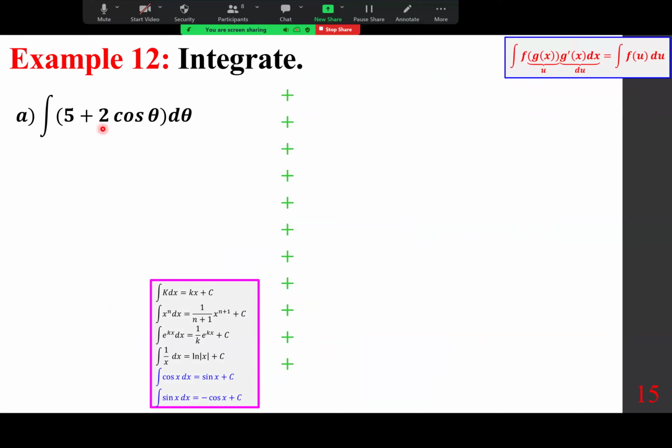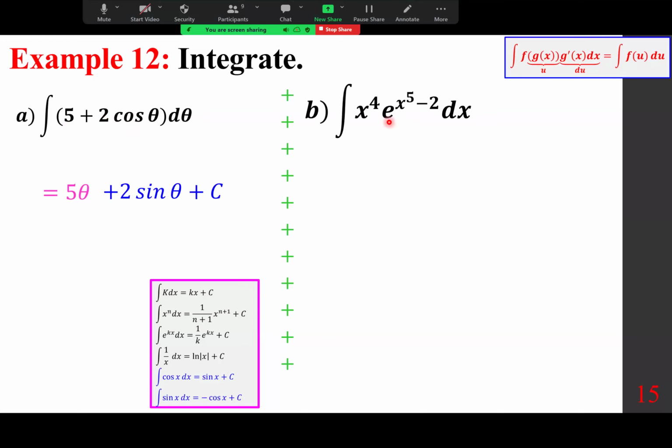We want to integrate 5 plus 2 cosine theta d theta. Pay attention to the fact d theta means the independent variable is theta, therefore 5 becomes 5 theta. And this becomes 2 sine theta plus a constant because the integral of cosine is positive sine.